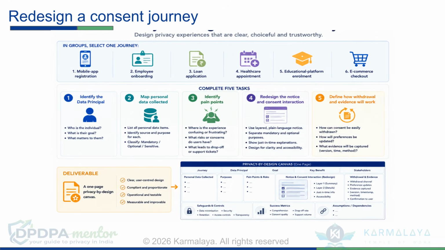For this activity, you should select one real or realistic journey. You should identify the data principal and list the information collected at each step. Next, identify where the individual may be confused, pressured, or unable to exercise control. Then redesign the experience. The redesign should include the notice, the consent choices, mandatory and optional processing, withdrawal, and the evidence captured by the organization.